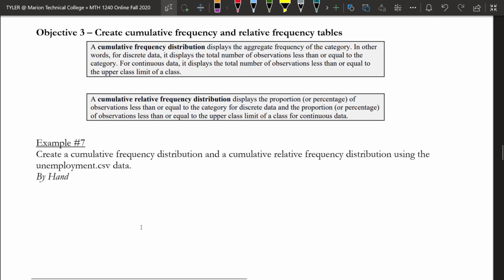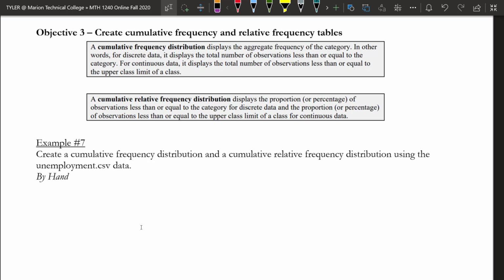All right, now we're ready to look at objective 3. For objective 3, we're going to look at a different way to display quantitative data. We're going to look at cumulative frequency and cumulative relative frequency tables.